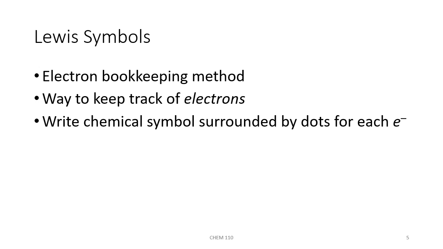When we start discussing bonding, it's very useful to be able to keep track of valence electrons. Lewis symbols are used as a bookkeeping method in order to track our electrons. What we will do is write the chemical symbol surrounded by dots for the number of valence electrons in that particular atom. Let's look at the Lewis symbols for some of our main group elements.